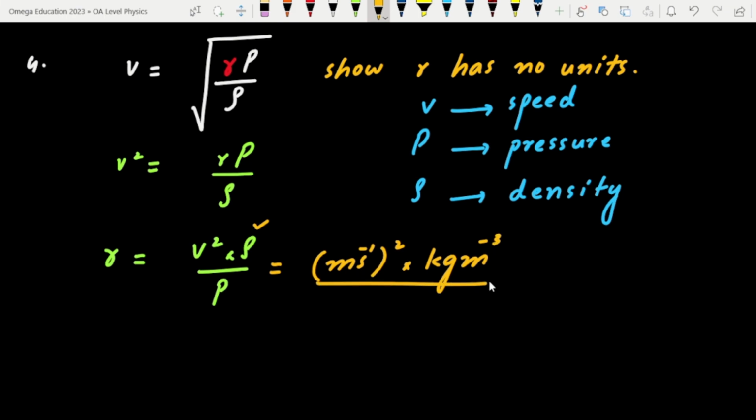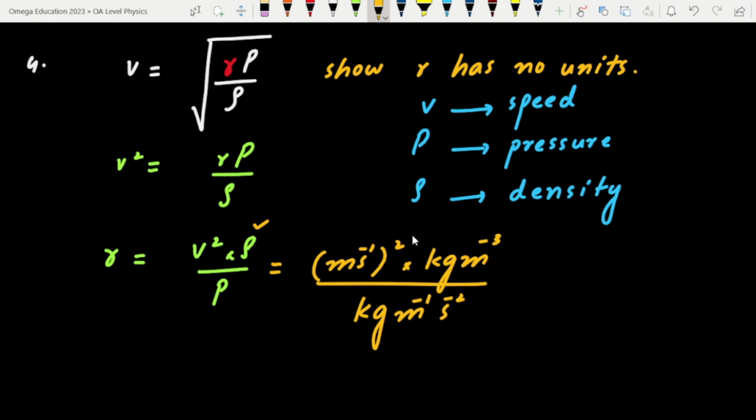What did we have for pressure? We studied that in the previous lesson, that pressure can be expressed in terms of base units as kg m minus 1 s minus 2. Alright, we studied that in the previous video. If you don't know how we do that, you can watch the video, chapter number 1, part 1.